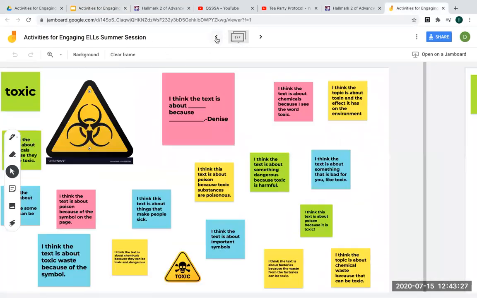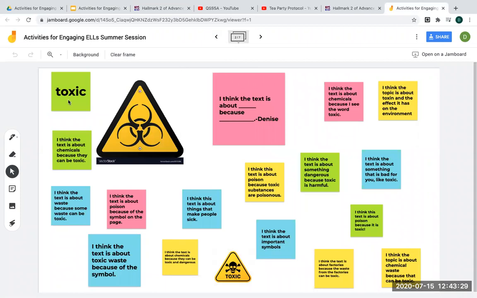Here it is. So the term was toxic, and we put an image here to show this biohazardous, toxic symbol. And then I put the sentence frame here: I think the text is about because. And then all these different Post-its that you see are the participants who were in the live session that I hosted. We were all able to collaborate.